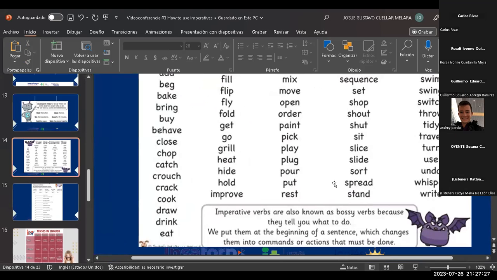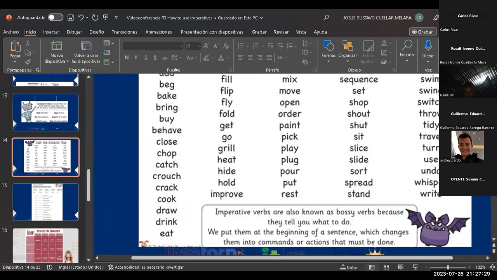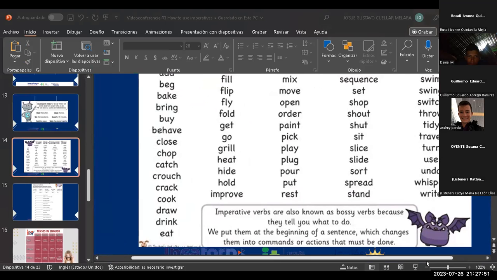Imperative verbs are also known as bossy verbs because they tell you what to do. We put them at the beginning of a sentence, which changes them into commands or actions that must be done. Thank you. Commands are like, bueno, son los comandos, son órdenes.